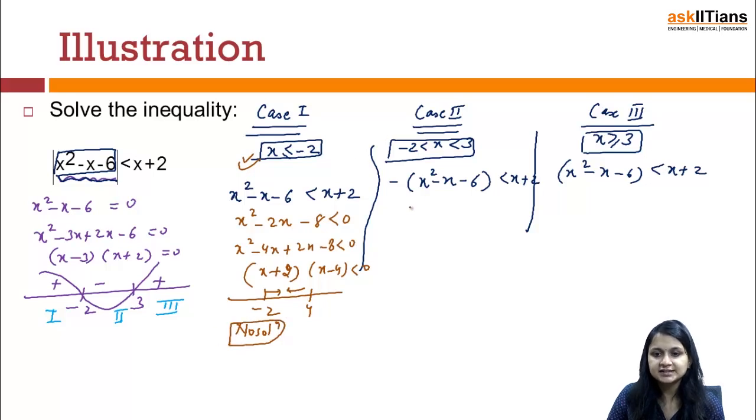Okay, let's see the second case. Here I have minus x square. So I'll move it to the right hand side, so this becomes x square. Here I have plus x, so that cancels. Plus 2 minus 6 becomes minus 4 greater than 0. So I have minus 2 and 2.